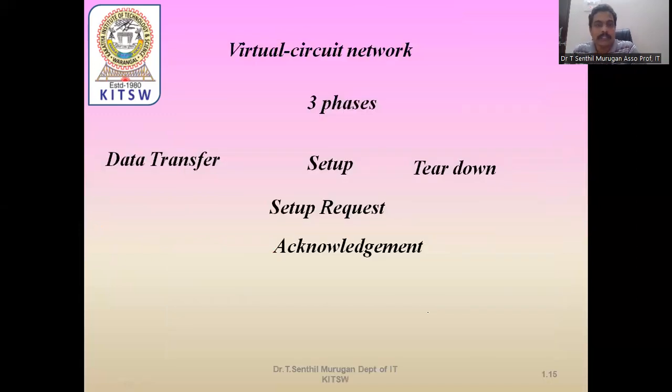In a virtual circuit network, 3 phases are there, same as the circuit switched network: setup phase, data transfer phase, and then teardown phase. In the setup phase, there are 2 processes, setup request and acknowledgement. First, we know that in a circuit switched network we find the route, or find the link, between the source and destination that will be allocated as dedicated for the packets. The same methods will be used.